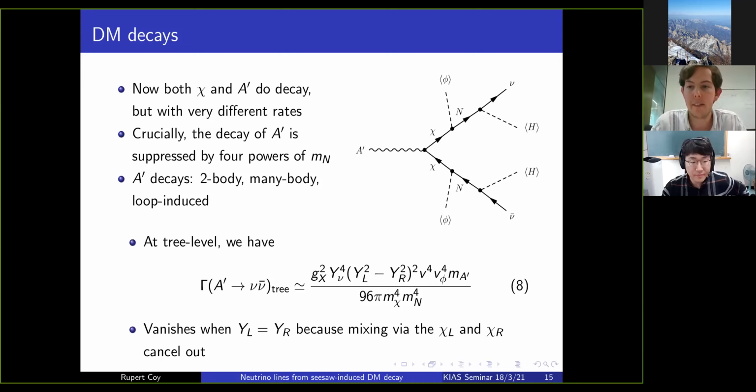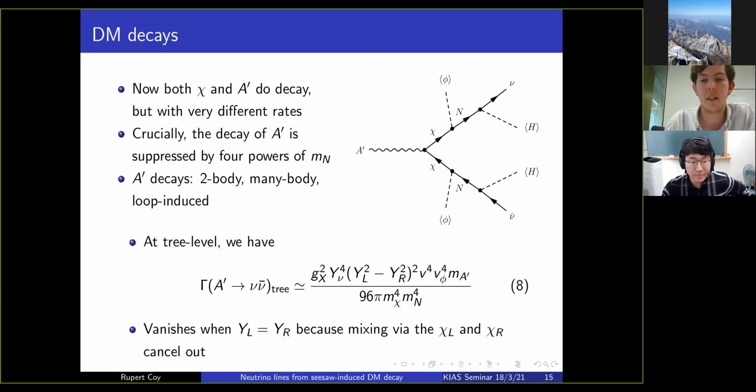And so now, having established the groundwork, we can compute decays and compute the lifetime of these decays and look at the consequences of that. So now, as I outlined, both the chi and the A prime do decay, but they do so with 2 very different rates. So let's focus on the A prime first.